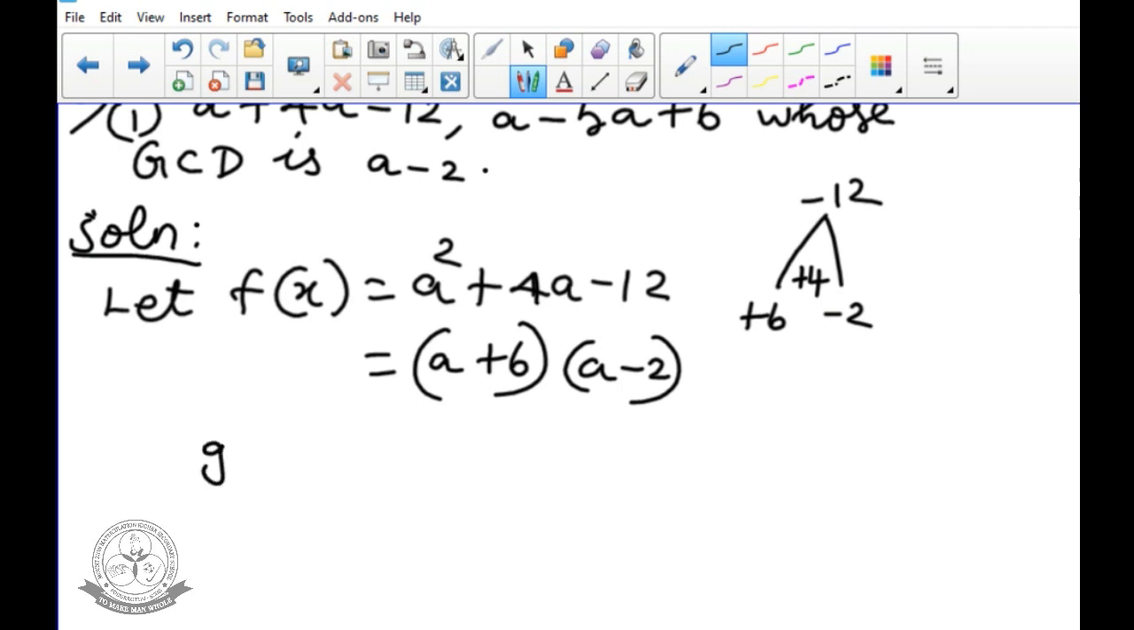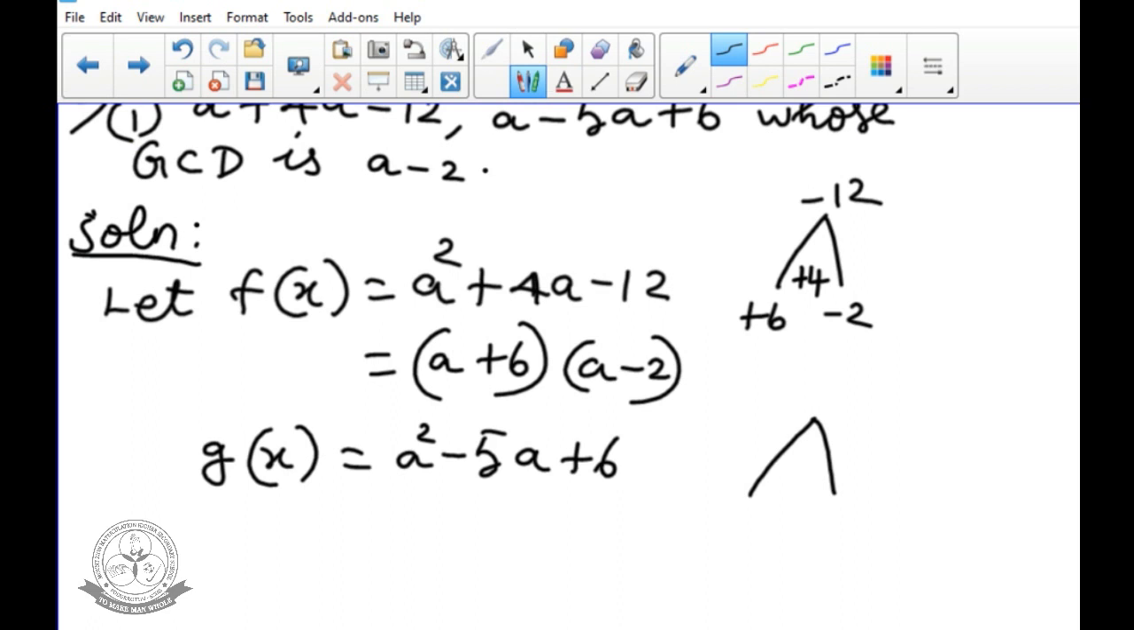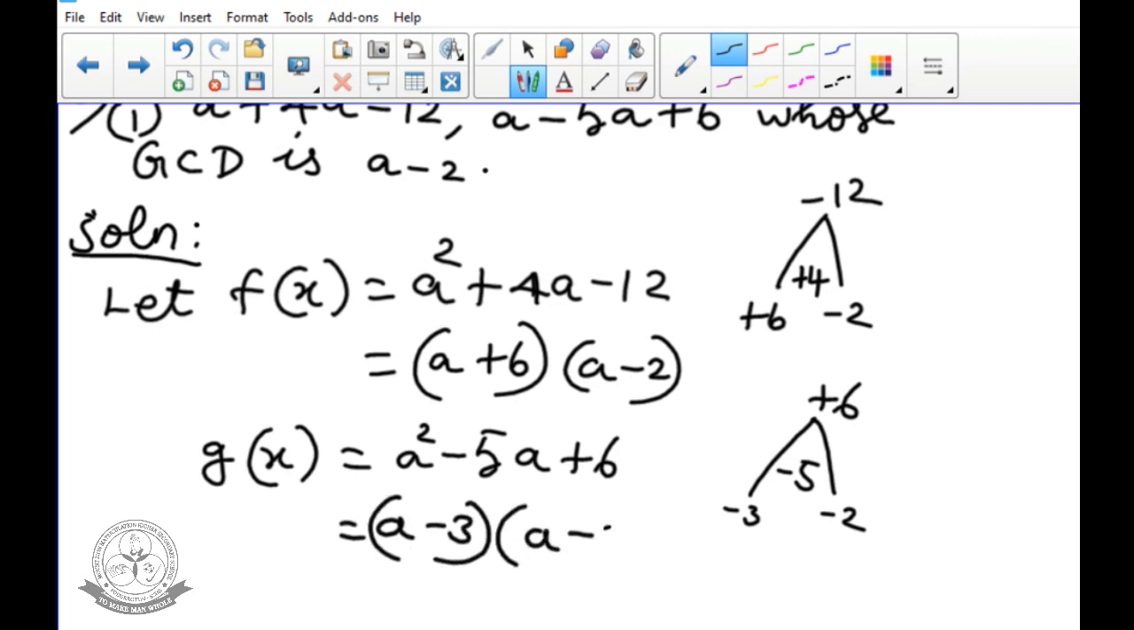Next, the second term we assume is g of x. g of x equal to a squared minus 5a plus 6. This is also a quadratic equation. You have to find the factors. The product will be 1 into 6 equal to plus 6. The sum will be minus 5. So we select the factors minus 3 and minus 2. Minus 3 times minus 2 is plus 6, and minus 3 minus 2 is minus 5. So this can be written as a minus 3 into a minus 2. So f of x and g of x we have got in factors.